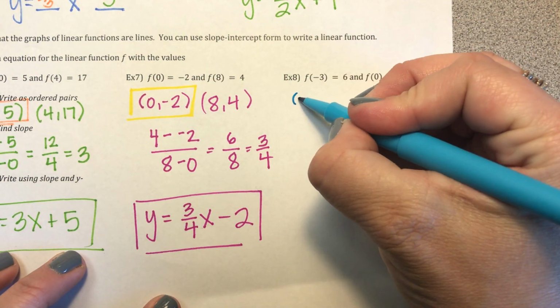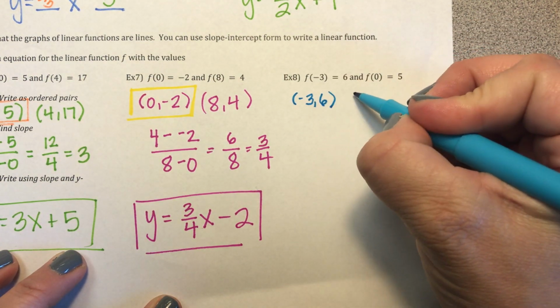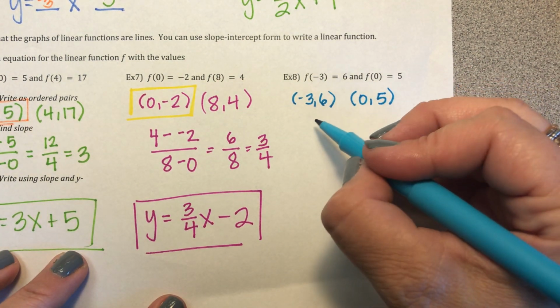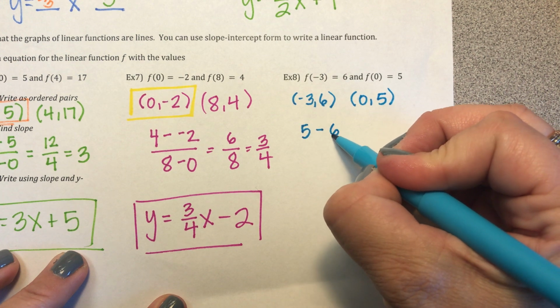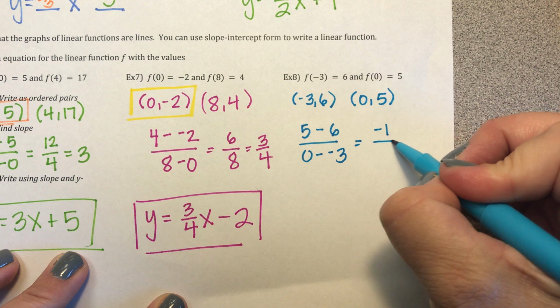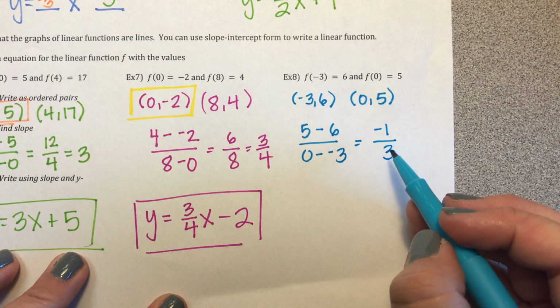Okay, so you should have written down (-3, 6) and then (0, 5). So what we're going to do is find the slope: 5 minus 6 over 0 minus -3. That's -1/3. This is our slope.